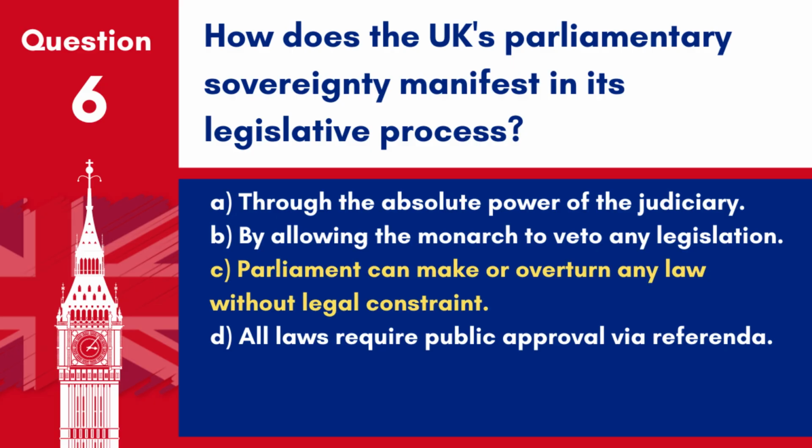Answer: C. Parliament can make or overturn any law without legal constraint. UK parliamentary sovereignty means that Parliament is the supreme legal authority, capable of creating or ending any law, generally without a challenge or legal override.